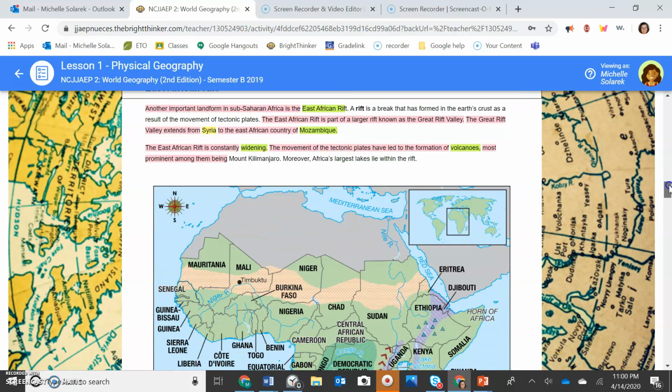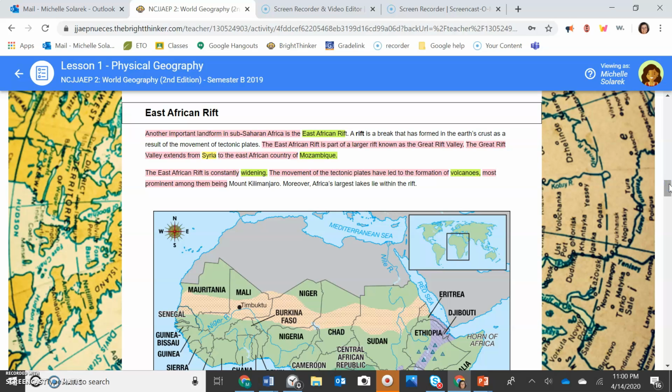Okay, the East African Rift. What is a rift? Well, let's take a look. Another important landform in Sub-Saharan Africa is the East African Rift. A rift is a break that is formed in the Earth's crust as a result of the movement of plates. We learned that earlier. The East African Rift is part of a larger rift known as the Great Rift Valley. Now that should have been in yellow because that is one of your questions. What is the East African Rift a part of? The Great Rift Valley. The Great Rift Valley extends from Syria to the East African country of Mozambique. The East African Rift is constantly widening.